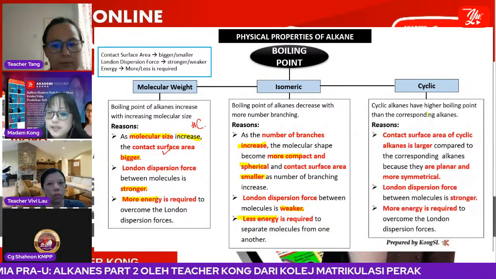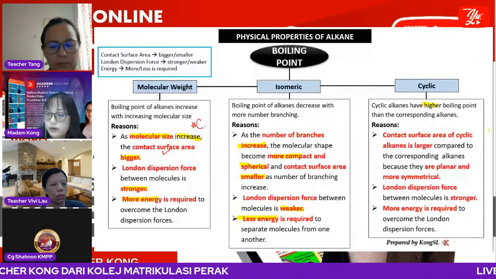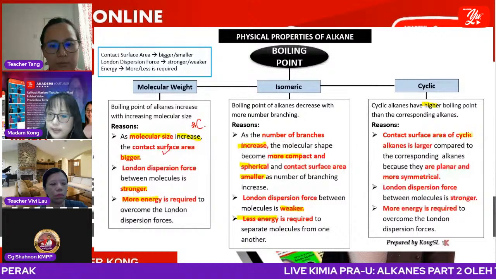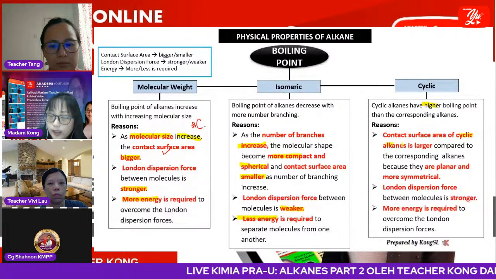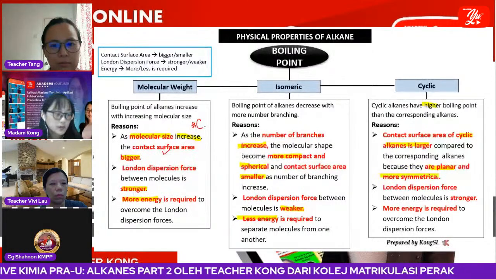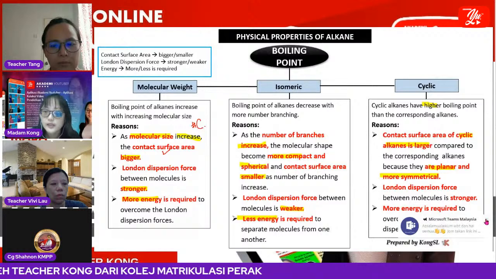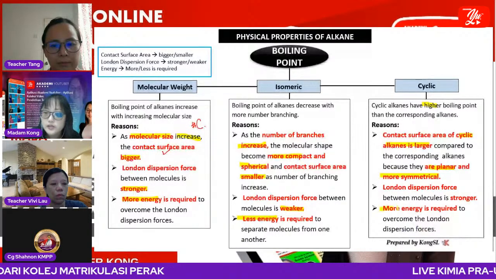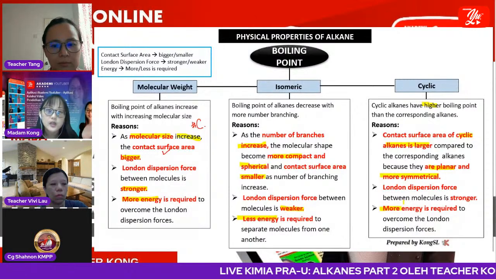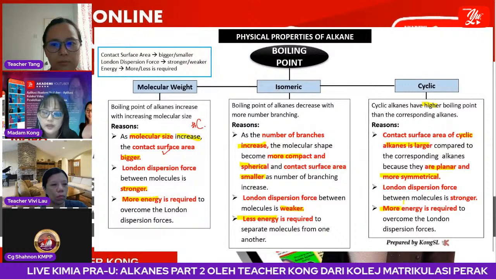And then cyclic. A cyclic compound has a higher boiling point compared to the corresponding alkane, because the surface area of a cyclic alkane is larger. Why? Because they are planar and more symmetric. So the London dispersion forces are stronger, so more energy is required. So this is the explanation for boiling point of alkanes in terms of molecular weight, isomeric, or cyclic.